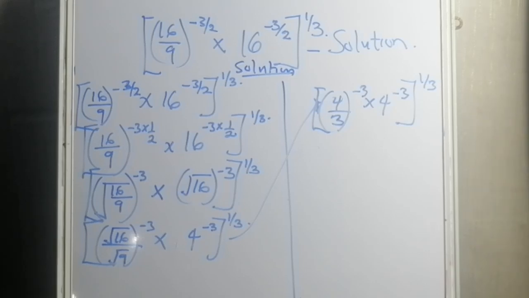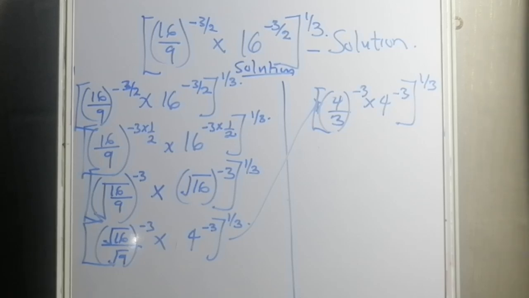You can see we are breaking it down step by step. So it's very, very simple and straightforward. Now, at the end of the day, I have 4 raised to power minus 3.